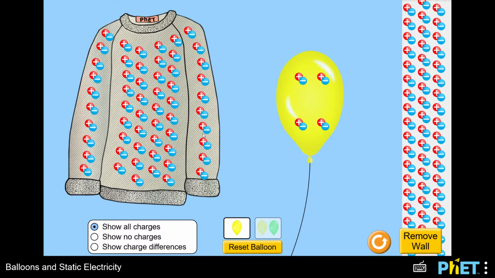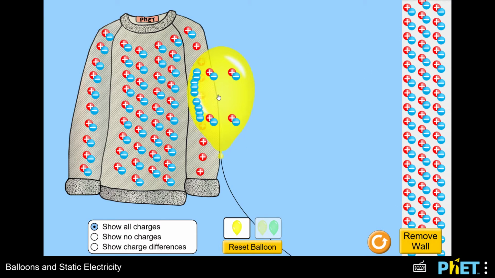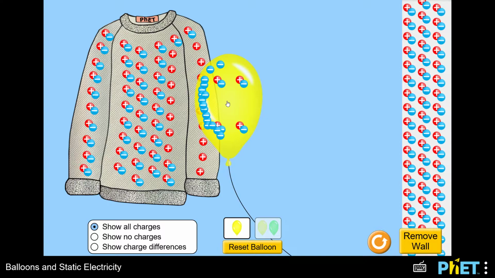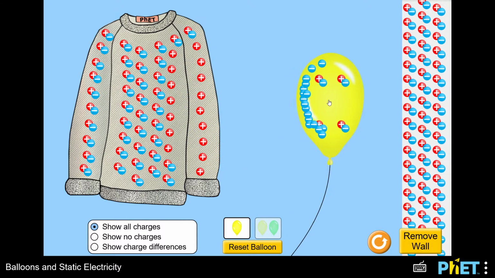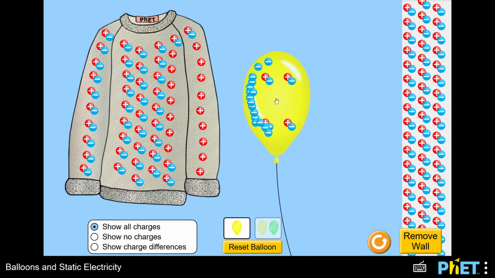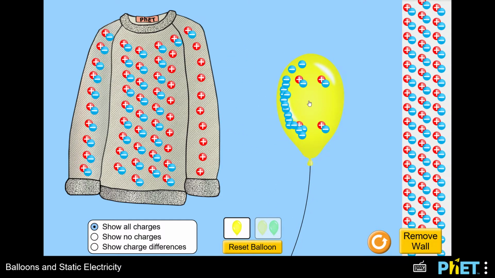So we looked at this little simulation the other day, right, where we took this balloon and we rubbed it on the sweater, and some of the electrons moved from the sweater onto the balloon as it was rubbing, and then we got a negatively charged balloon and a positively charged sweater.